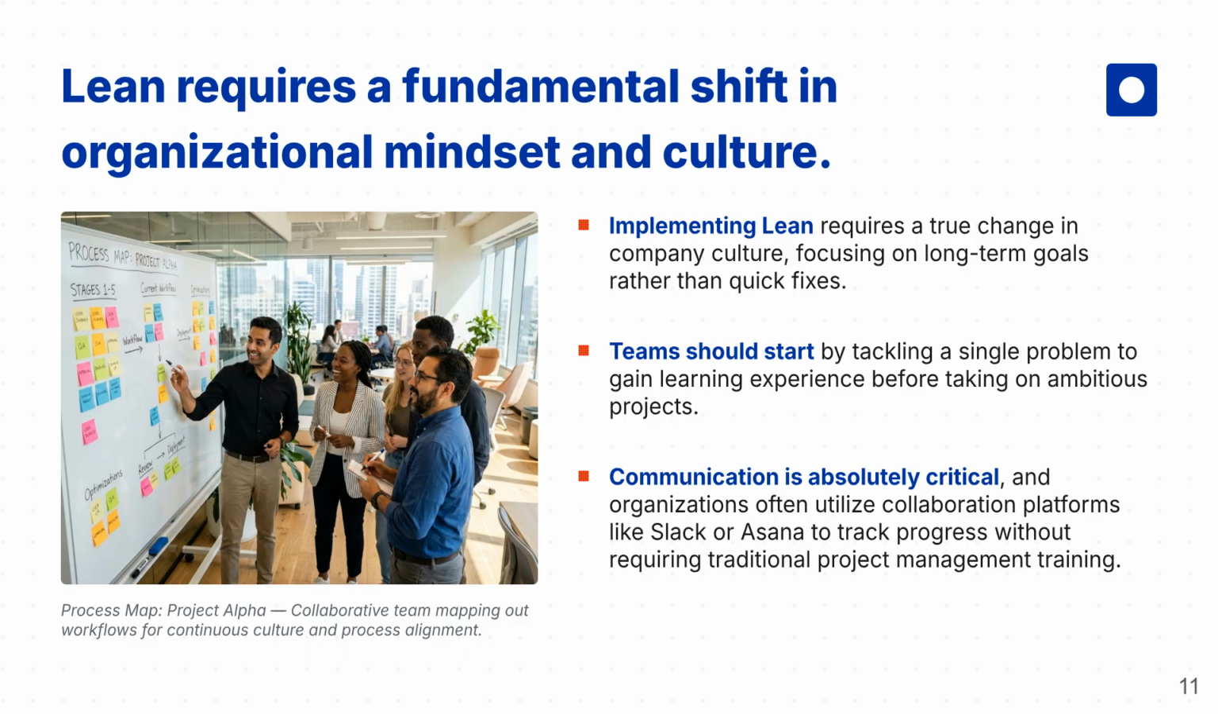The key message is that Lean succeeds when it becomes part of the organization's culture. By encouraging teamwork, continuous learning, open communication, and gradual improvement, businesses build efficient, standardized processes that provide a strong foundation for successful robotic process automation.